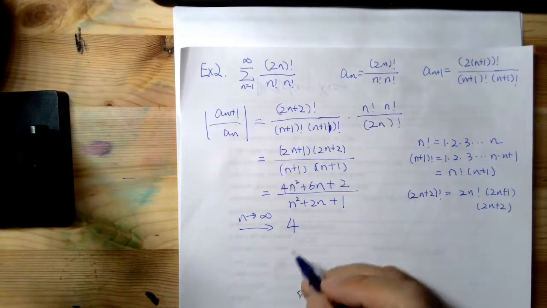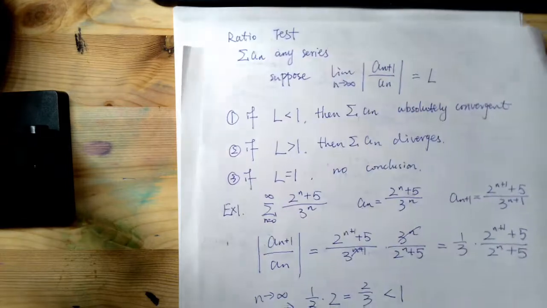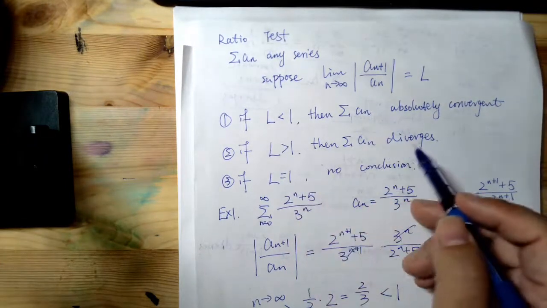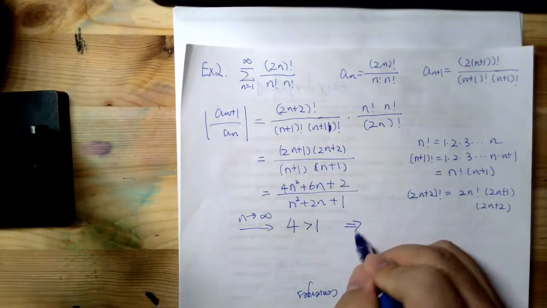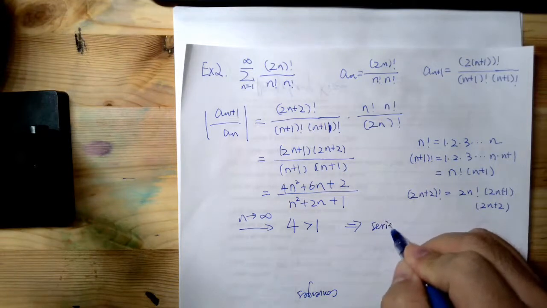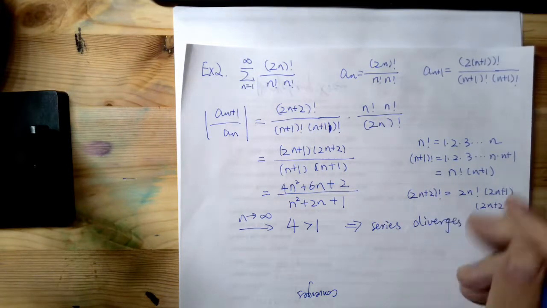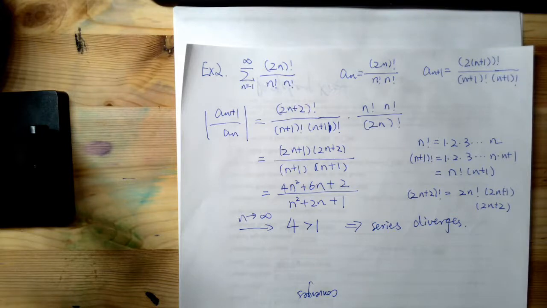And we know that 4 is a number greater than 1. So based on the ratio test, if the limit is greater than 1, then the series diverges. So we can get the conclusion that my series diverges. Okay? So I hope these 2 examples can help you understand better what the ratio test is.